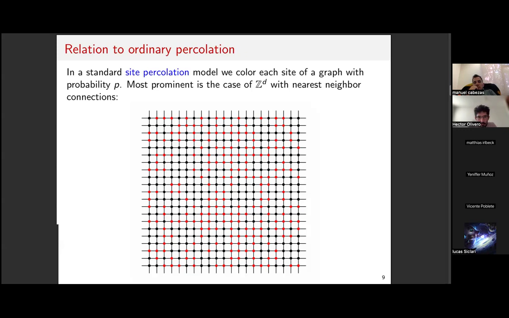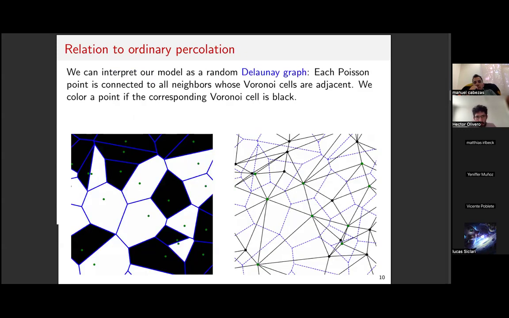Like I said, most of the time it's a deterministic graph, and here we did a bit different things, but there's some relation to it. So what you can do is define a random graph out of this plot that I just showed you. This is then called the Delaunay graph.